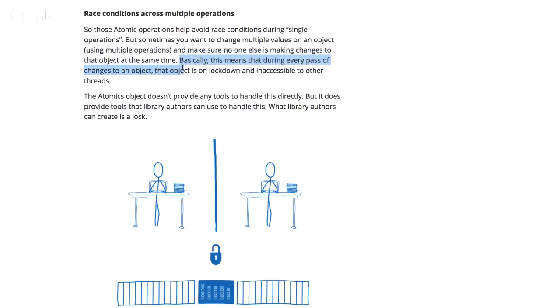Basically, this means that during every pass of changes to an object, that object is on lockdown and inaccessible to other threads. So if you start doing that, then that means every time we are changing an object, no one else can access it. The atomics object doesn't provide any tools to handle this directly, but it does provide tools that library authors can use to handle this.